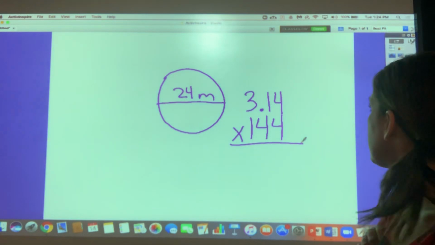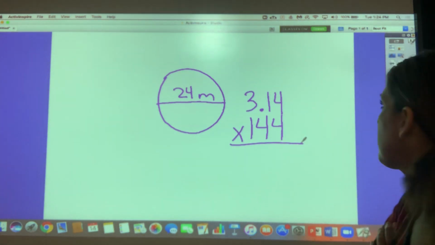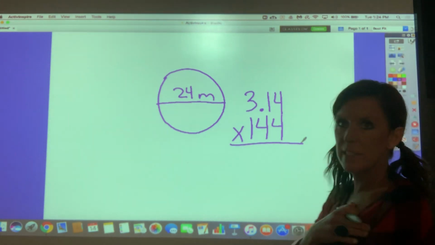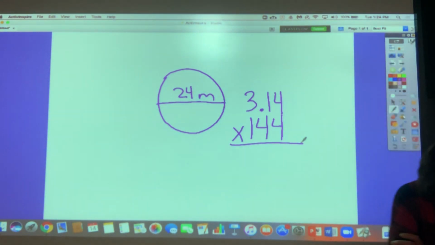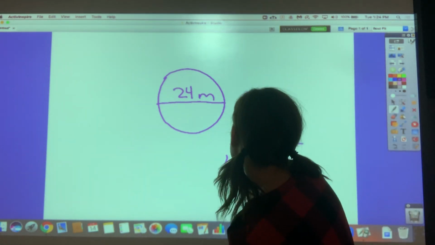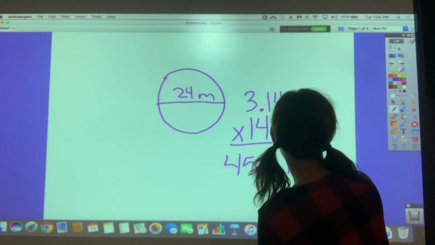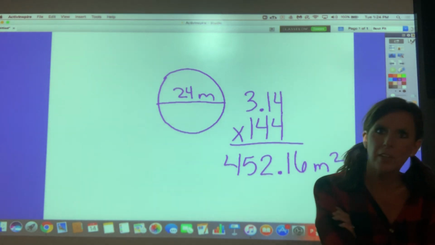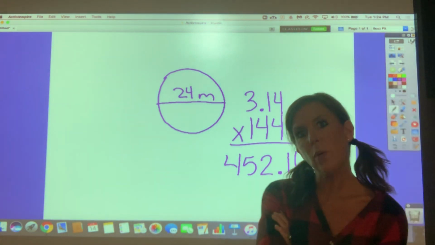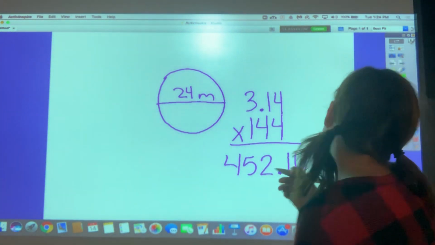Okay, 3.14 times 144. Remember that because the problem has 2 places behind the decimal, your answer needs to have 2 places behind the decimal. Hopefully you got 452.16 meters squared. So 452.16 meters squared would be the area of this circle.